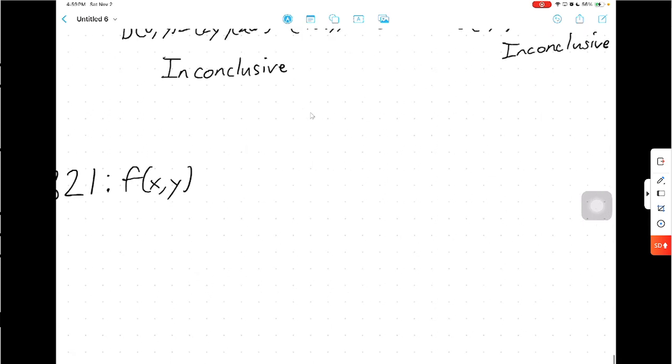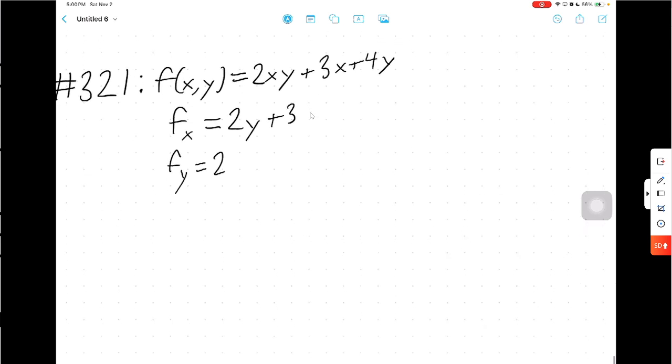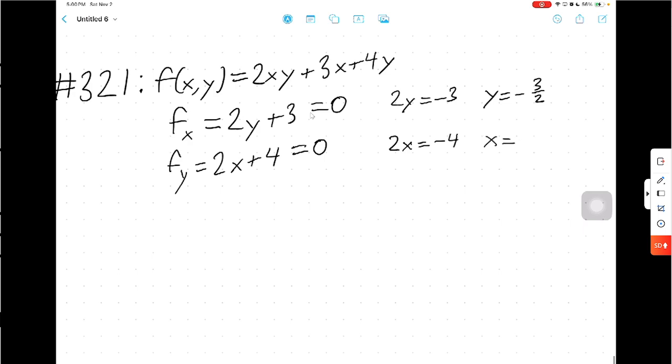All right, f of x, y is equal to 2xy plus 3x plus 4y. fx is 2y plus 3, and fy is equal to 2x plus 4. Setting them both equal to 0, we get 2y equals negative 3, y is equal to negative 3 over 2. 2x is equal to negative 4, x is equal to negative 2. So our one critical point is negative 2, negative 3 over 2.